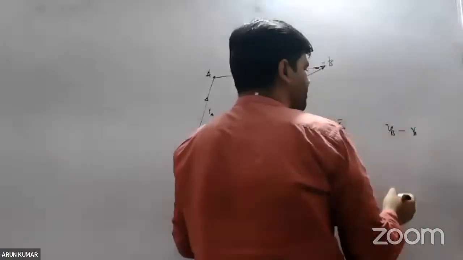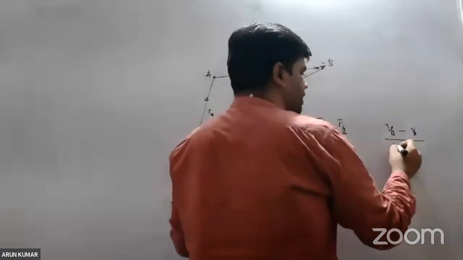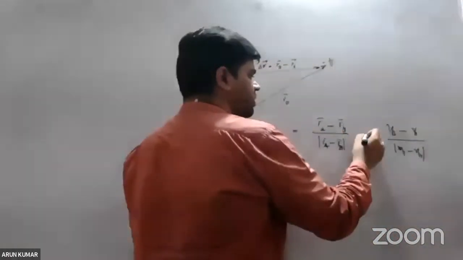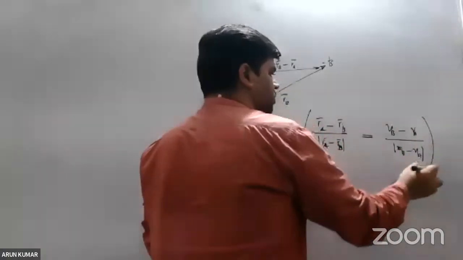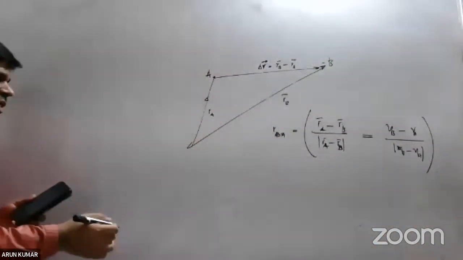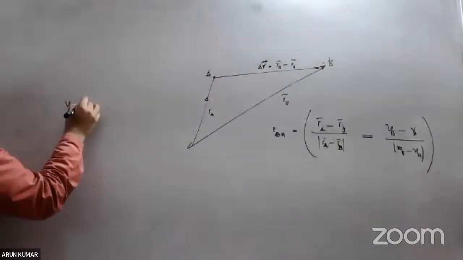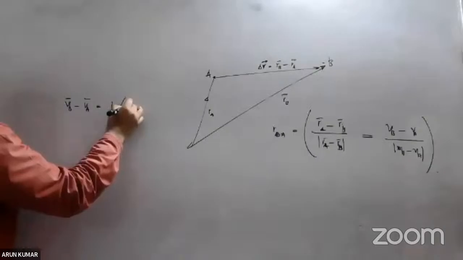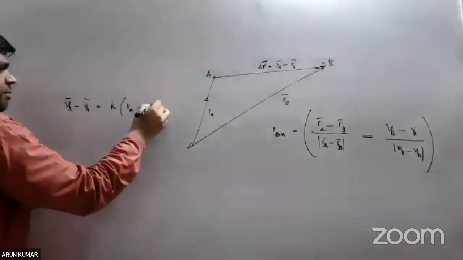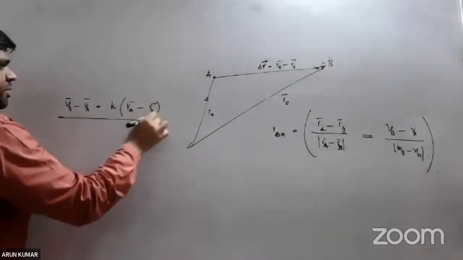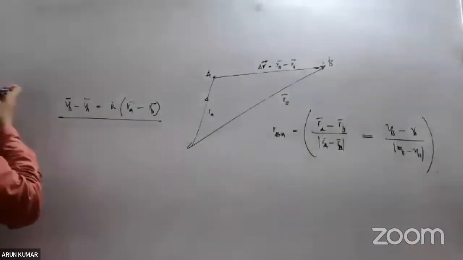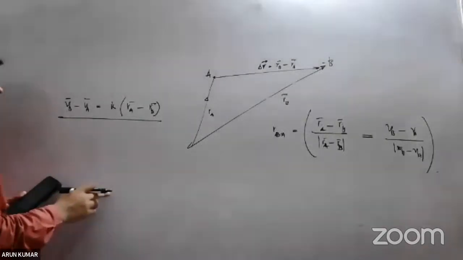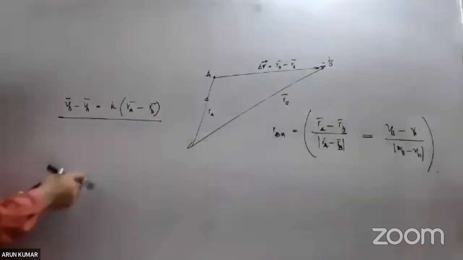VB minus VA should be directed from B to A. That unit vector should again be (VB minus VA) by mod of that. Now, these two unit vectors should be the same. Or I could as well write velocity of B with respect to A should be directed from B to A, that is, K times (RA minus RB). Velocity of B with respect to A should be directed from B to A. What is the vector from B to A? RA minus RB is from B to A.